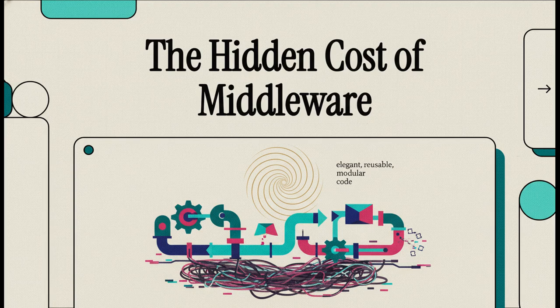Middleware. You've heard of it, right? Of course you have. It's one of the most common and honestly most elegant architectural patterns in backend development. It promises us clean, reusable, modular code. But what if that elegance comes at a hidden cost? Let's peel back the layers and see what's really going on.